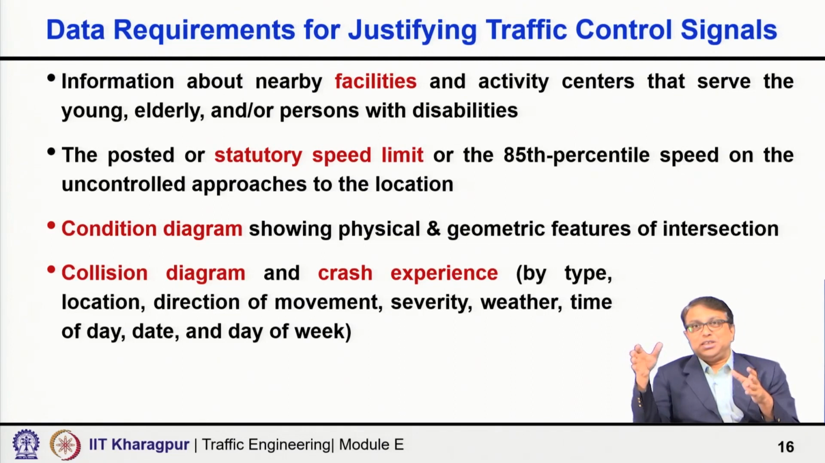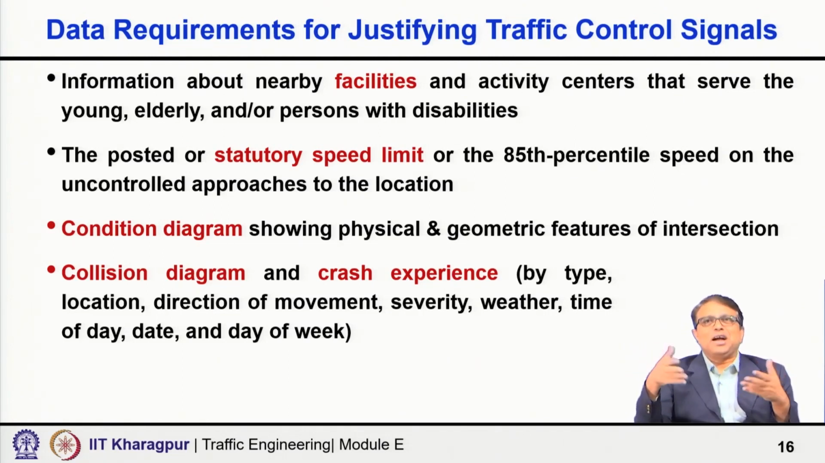Also maybe information about nearby facilities and activity centers that typically serve the young, elderly or persons with disabilities. You may find there is a school nearby and several hundred students are using this road to cross on their way to school or while going back home. Or maybe there are establishments in the nearby area which attract elderly people. So, you know that you have to take care. Signalization may also consider that kind of need. So, all these are important.